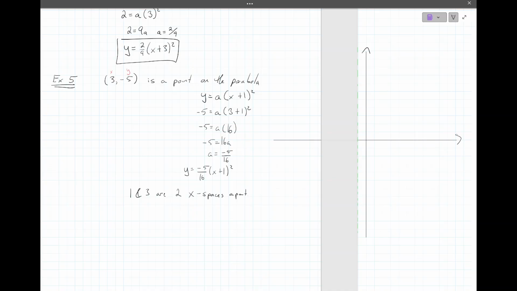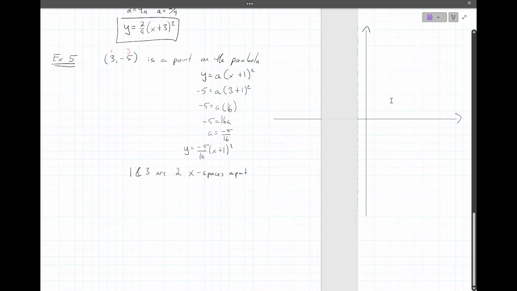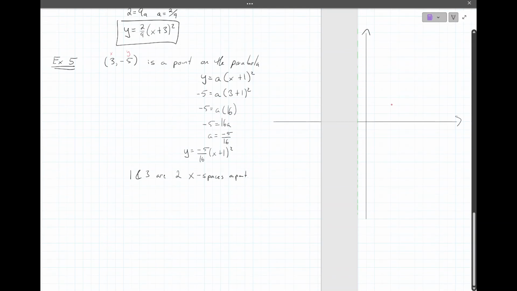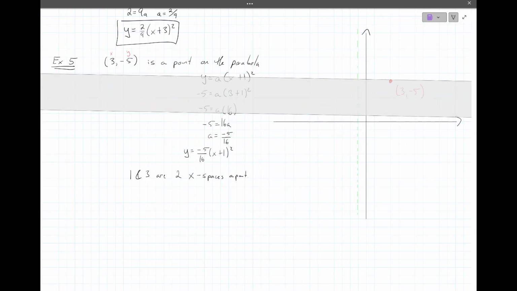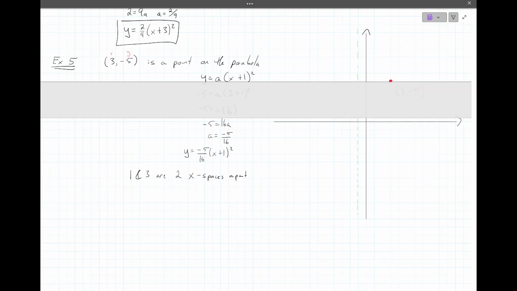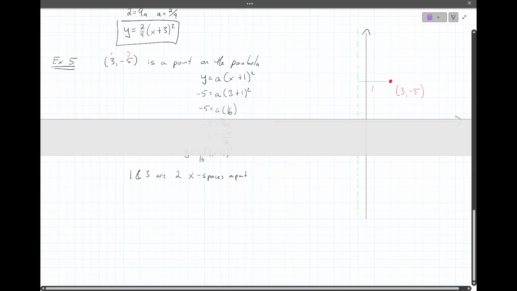Let's say I have this point at 3 and negative 5. 1, 2, 3, 4, 5. So here's my point at 3 and negative 5. Let's use the axis of symmetry to our advantage. This here has a distance of 4 units. I made a mistake to start with, but this is 4 units right there.